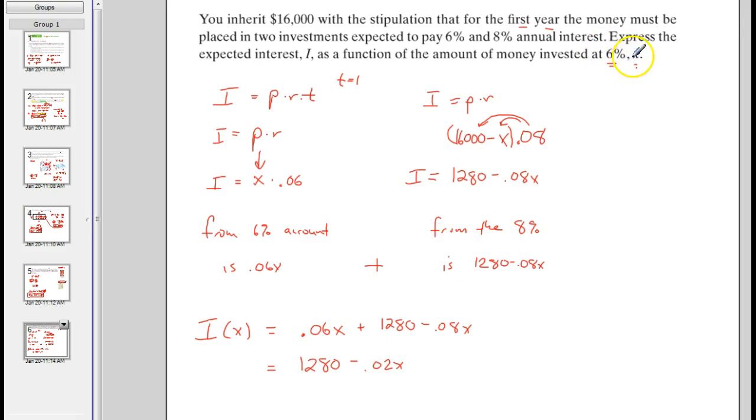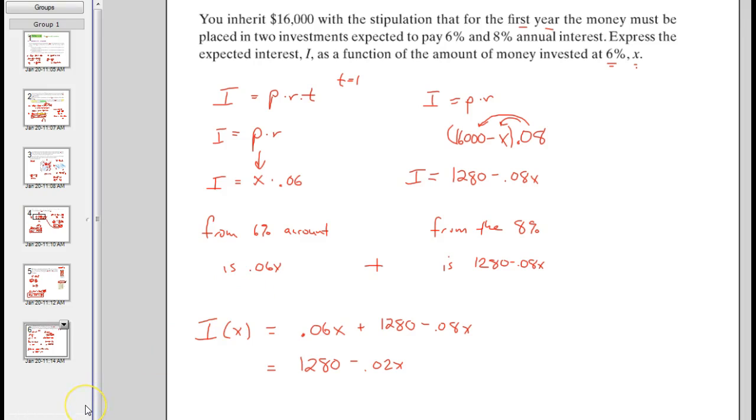Well, X is the amount we invest at 6%. So if I don't invest any at 6%, meaning all of it gets invested at 8%, that'd be the most interest I could get. But as X gets bigger and bigger, we're losing a little bit of interest, what we could have made. So as X gets bigger, the amount we invest at 6%, we subtract away from this 1,280 that we could have made if all of it had gone in the 8%. Which makes sense. Alright, so that's your last example from section 10.